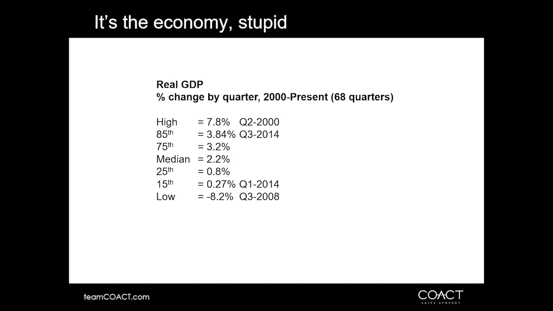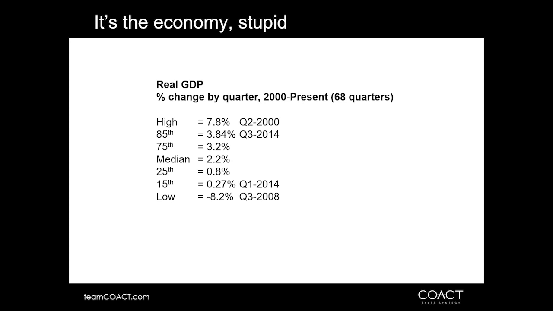Again, that's the percentage change from the previous quarter. So 2.2 is the median. If you take one sigma in the middle, you've got the 15th percentile to the 85th percentile. So about 70% of all of those quarters are between 0.27, which is still growth, and 3.84. What that means is only about 15% of those quarters are above 3.84 percentage growth from the previous period.